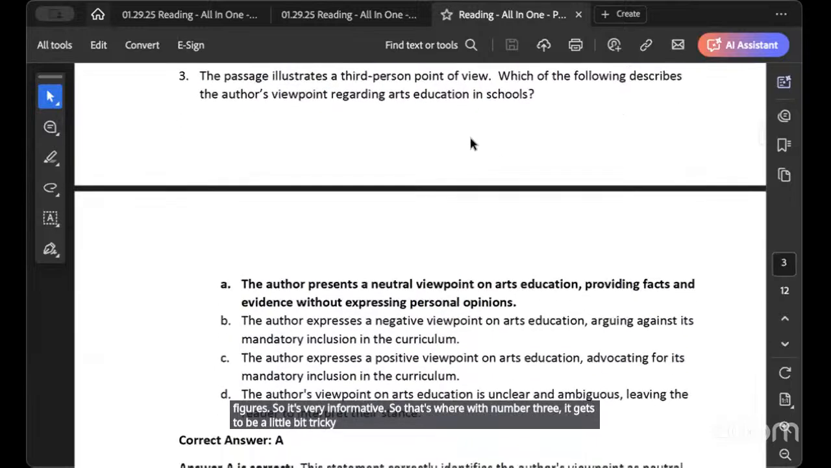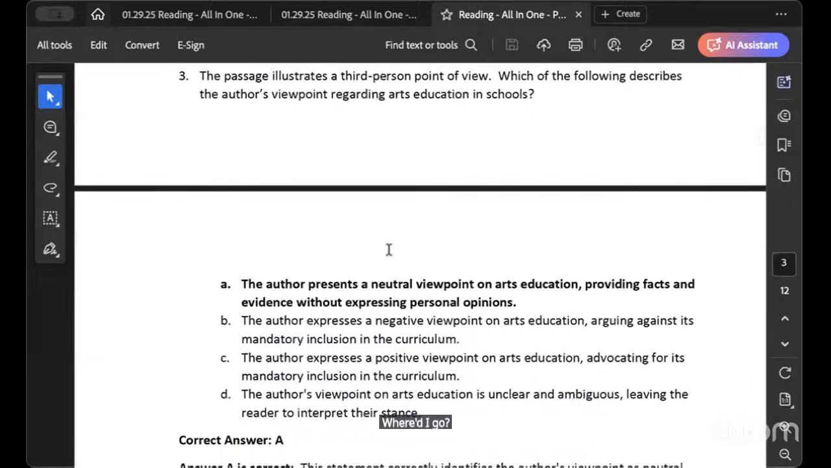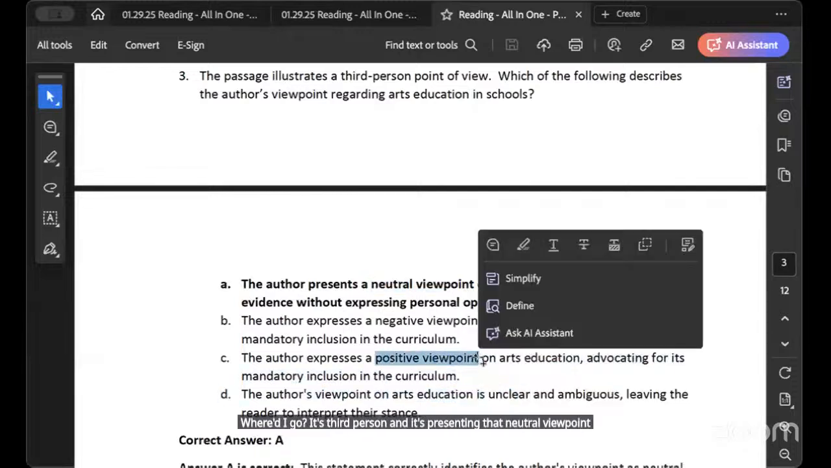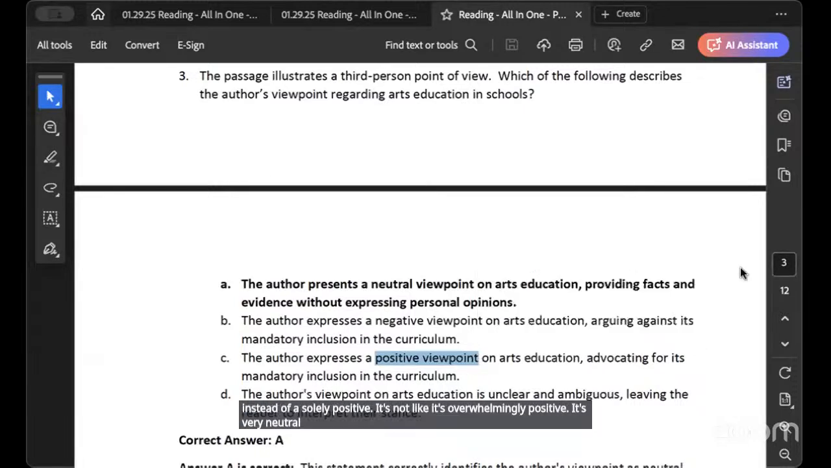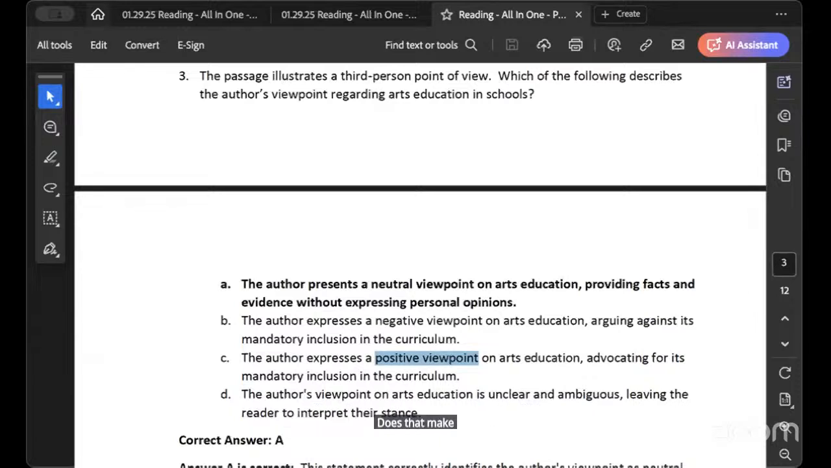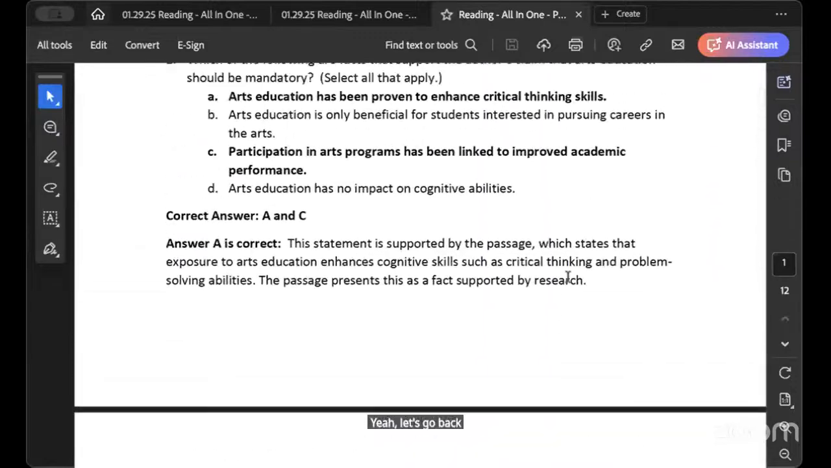I'd go with that answer because it's third person and it's presenting that neutral viewpoint instead of a solely positive one. It's not overwhelmingly positive. It's very neutral. It's just presenting those facts. Does that make sense? You're welcome. But yes, be careful of that. Just because something does argue in favor of it doesn't mean it's always positive. Okay. Let's go back.